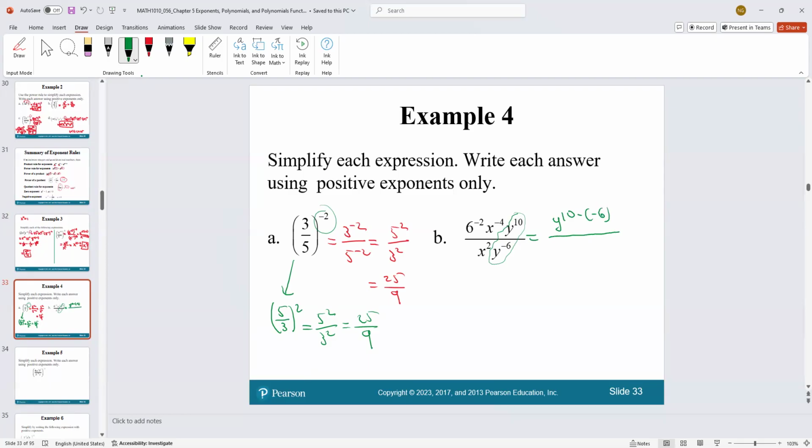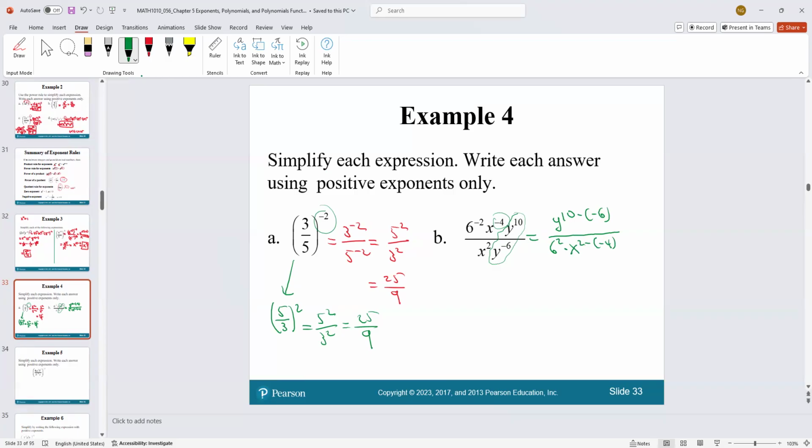I bring the 6 power -2 to the bottom because it's 6 power 2 times x power 2. Remember, I bring this one to the bottom. It's going to be minus -4. Okay, so I bring all the x's to the bottom. The reason why I do that is because it's going to help me to keep the exponent positive.